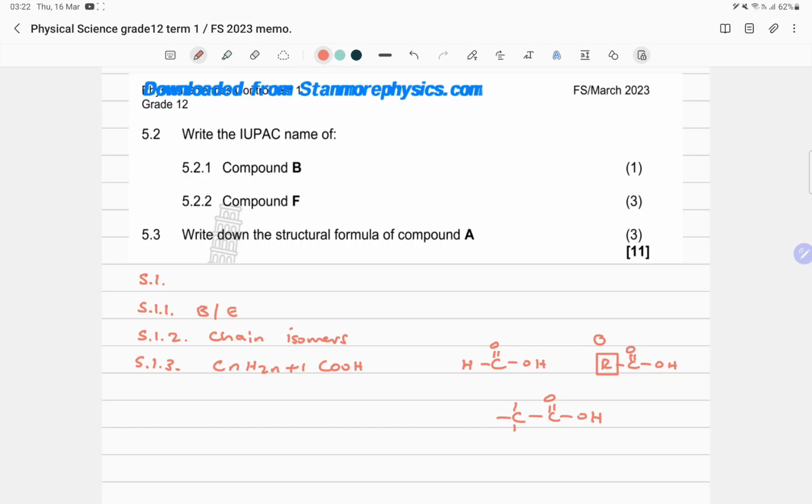No, wait. C1 is going to be 2 times 1, which is 2. Yeah, this is 1 times 1. It's going to be 2, right? 2 plus 1 is 3, so that is the CH3 right there, isn't it? And then COOH. So it matches that formula.